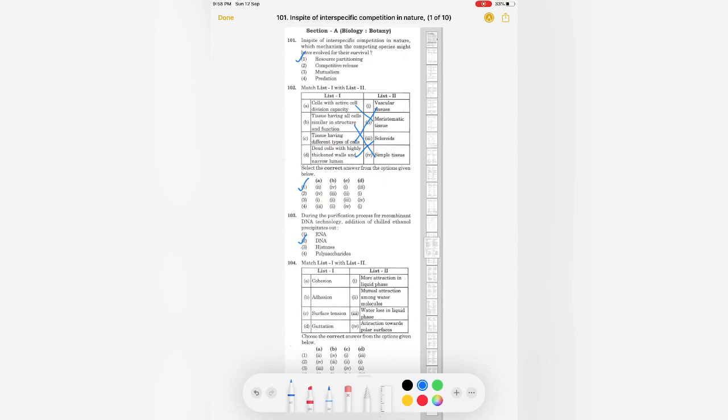Question number 104. You have to match list 1 with list 2. Cohesion. You know, cohesion is a mutual attraction between two molecules. A typical example is mutual attraction among water molecules. Adhesion, you know, it is attraction between two different molecules. Attraction between water molecule and polar surface of the xylem. That is an example for adhesion. Surface tension. You know, water molecules, they show more attraction in liquid phase, that is all about surface tension. Guttation. Guttation is nothing but the loss of water in liquid form by a process called guttation. The answer is 1.